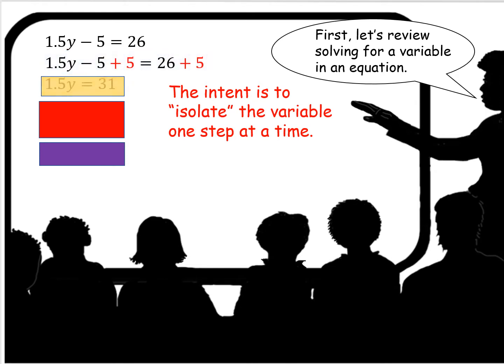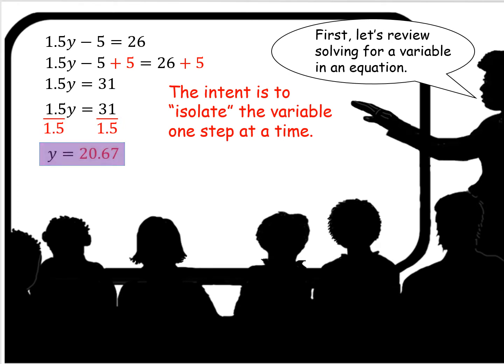So we're going to add 5 to both sides. We end up with 1.5y equals 31. Now we have to divide that left side by 1.5 as well as the right side to isolate the variable y. y equals 20.67.